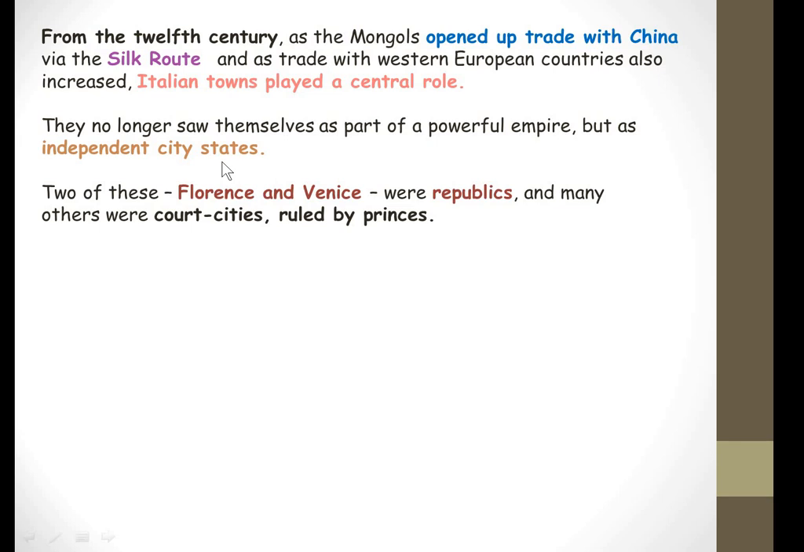Two of these were Florence and Venice, and they transformed themselves into republics, and many others were court cities ruled by princes. Only Florence and Venice changed their style of governing to a republic, but all the others were under the influence of princes. So we can imagine the amount of progress which took place. Florence and Venice were very famous for trading also. Whatever resources they had started expanding under trade and commerce, and that led gradually to the revival of this particular place.